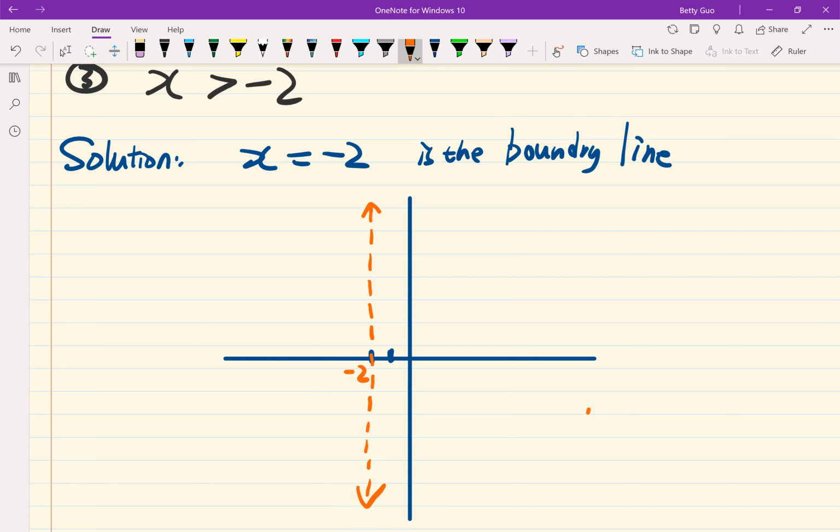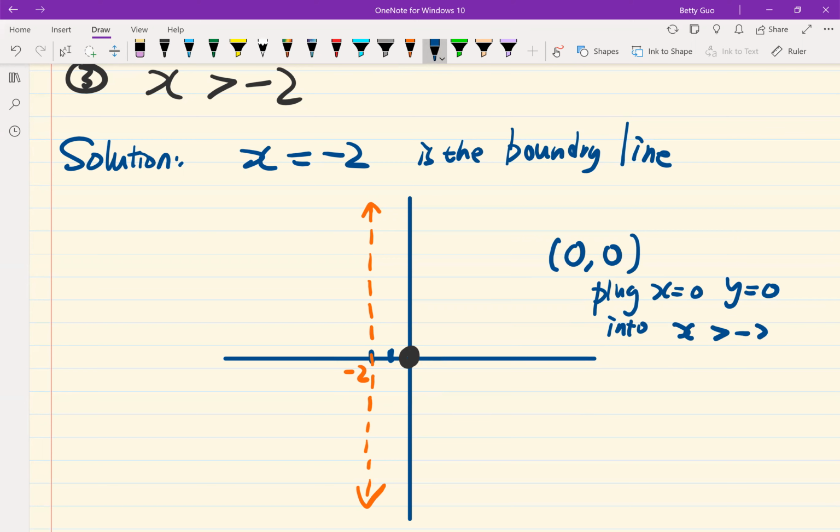What's the second step? Testing point. Okay, what's the testing point? Yeah, (0, 0). Please always use (0, 0), as long as (0, 0) is not on the boundary. Okay, let's plug in x equals 0, y equals 0 into the original inequality. What's the original inequality? x is bigger than -2, right? So x equals 0, so we have 0 is bigger than -2.